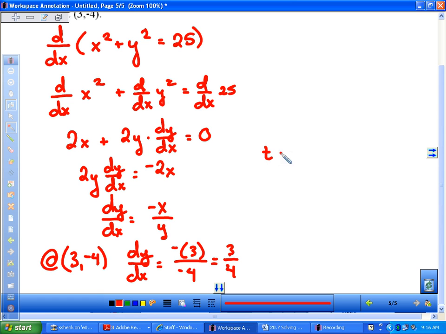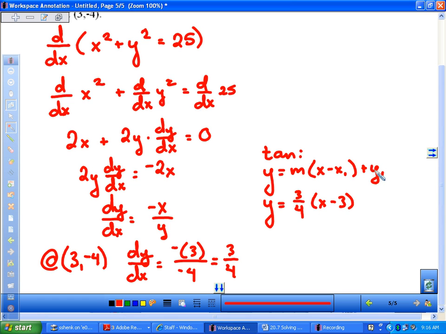Okay, so our tangent, okay, we know we've got y equals m times (x minus x1) plus y1. So as we substitute in, we'll get y equals 3/4 of (x minus 3) plus our y value is -4, so just -4. You don't need to simplify that down, but if you wanted to, you'd get 3/4 x minus 25/4. It wasn't necessary to simplify that one down, though.